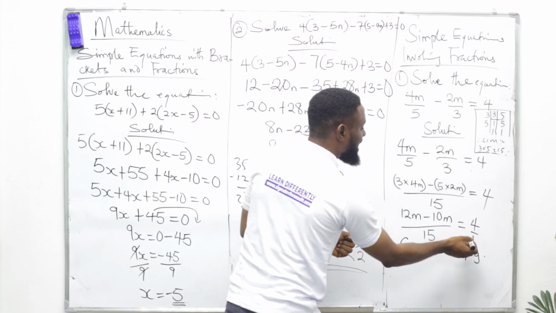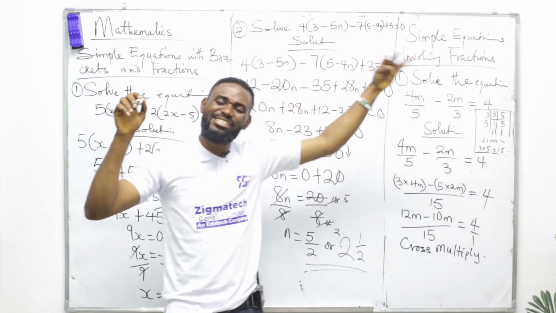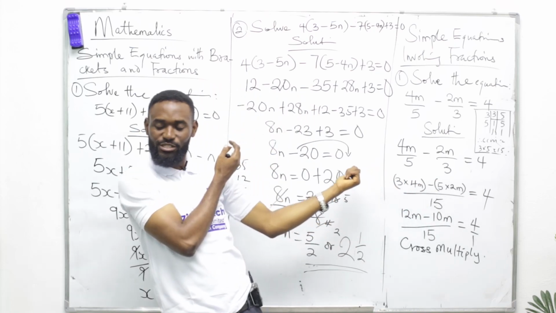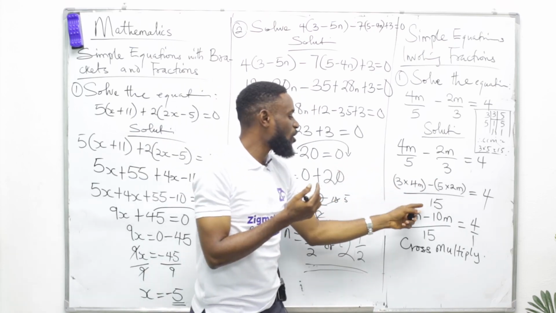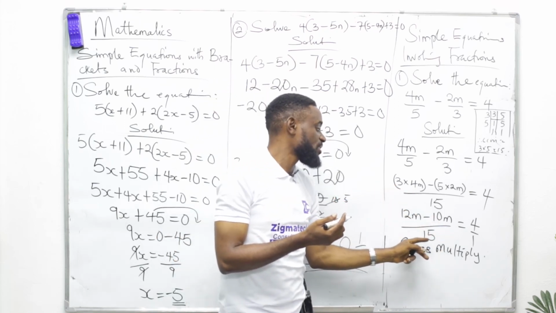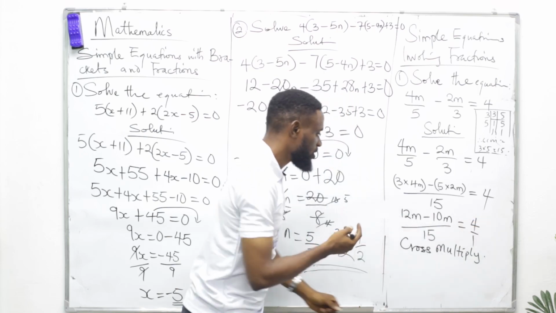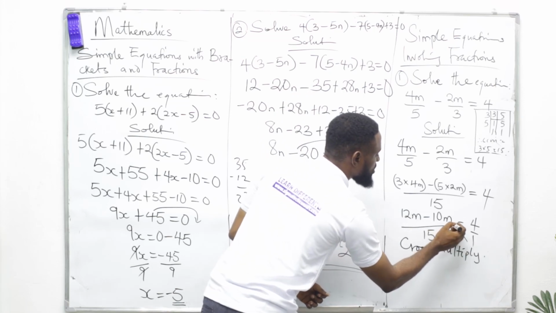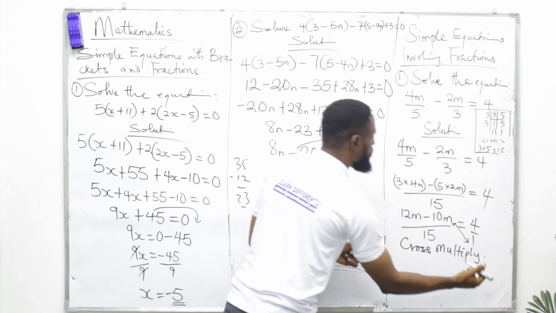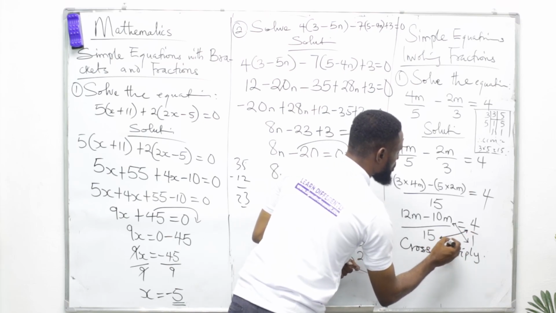Cross multiply means the denominator of the fraction on one side multiplies the numerator of the fraction on the other side of the equation. Likewise, the denominator on the other side multiplies the numerator on this side. So this one comes to multiply all these, or this also multiplies, whichever way you want to go. Whether 15 multiplies this, or 4 multiplies 15, it is the same thing.